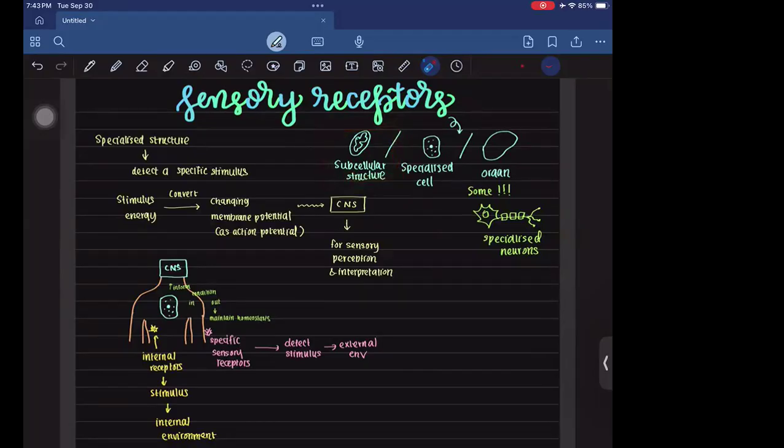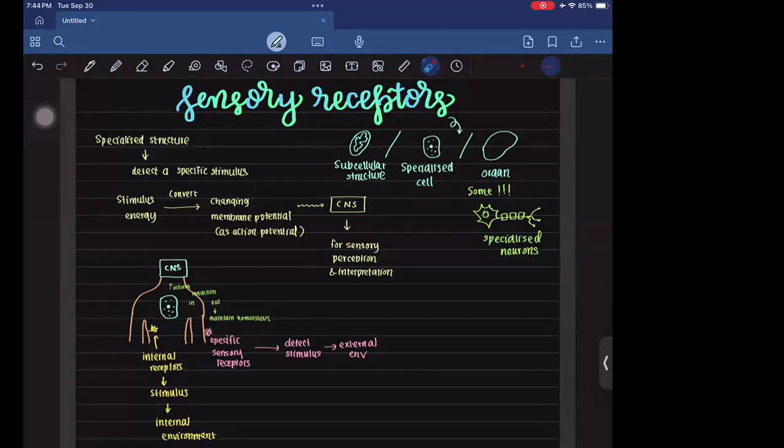Or else it can be a cell, but this is not a normal body cell. It is going to be a specialized cell. So it can be a subcellular structure, it can be a specialized cell, or it can be an organ as well. So these are the three possibilities. Apart from that, remember, some of the sensory receptors are going to be specialized neurons. You will be learning later under the types of sensory receptors, you will be knowing this.